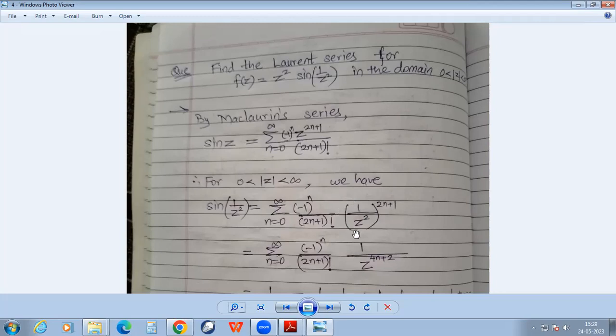So we know the representation of sine z. What is it? Summation, n running from 0 to infinity, minus 1 raised to n upon 2n plus 1 factorial, and there was z raised to 2n plus 1, which is now replaced by 1 upon z square raised to 2n plus 1. Fine. And with the laws of indices, directly you come to this.